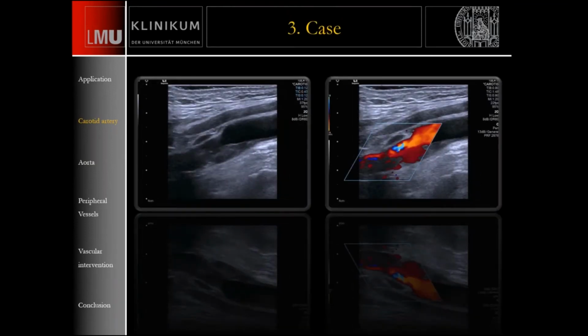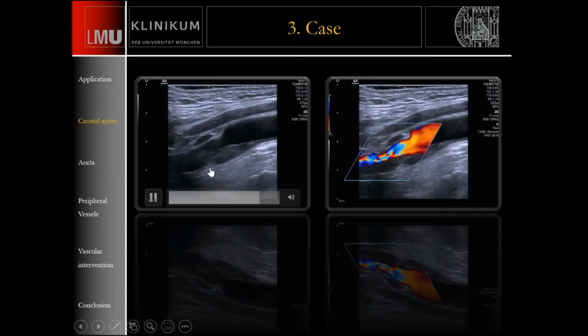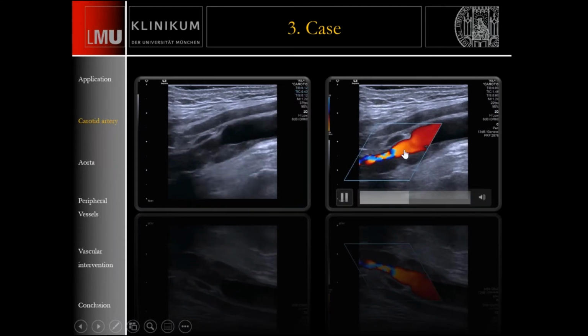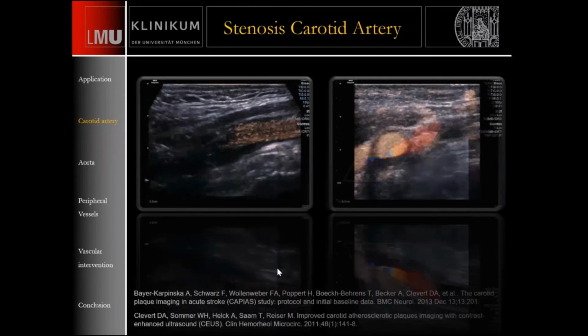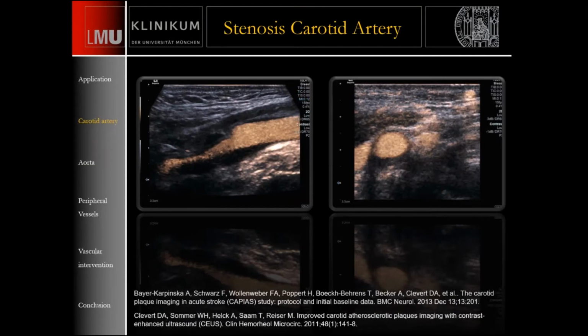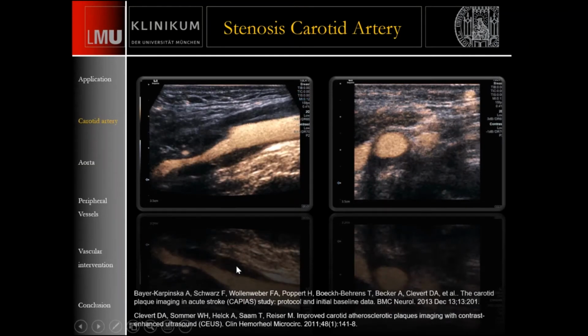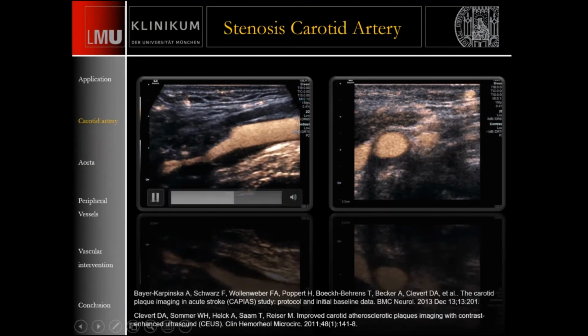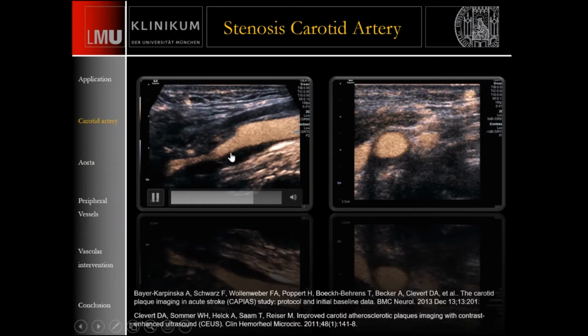In this case, everybody of us sees the stenosis. This patient has a major soft plaque here at the bulb. We see also some aliasing in the color Doppler settings. If we repeat the examination again, we see the complete extent of the stenosis. This stenosis has a length of about 2 centimeters.